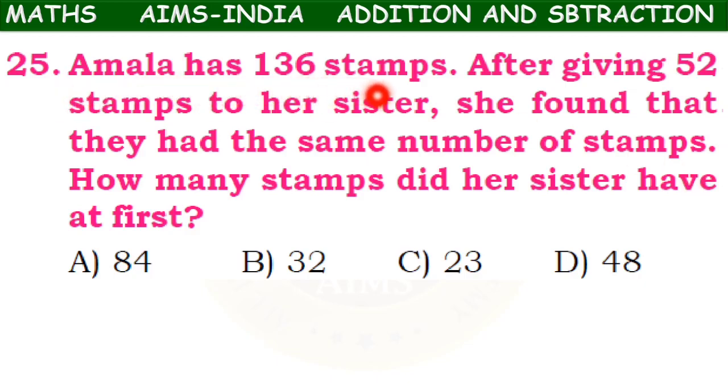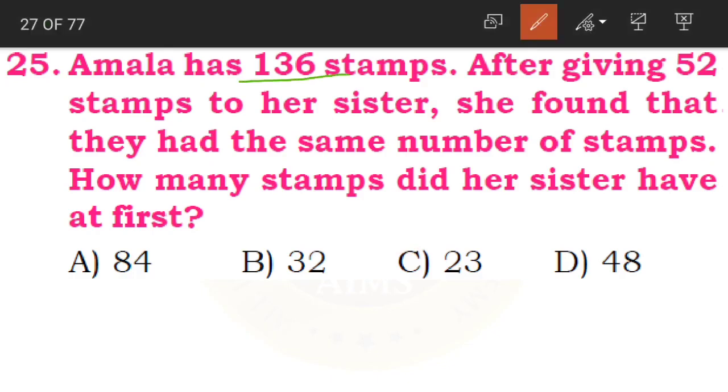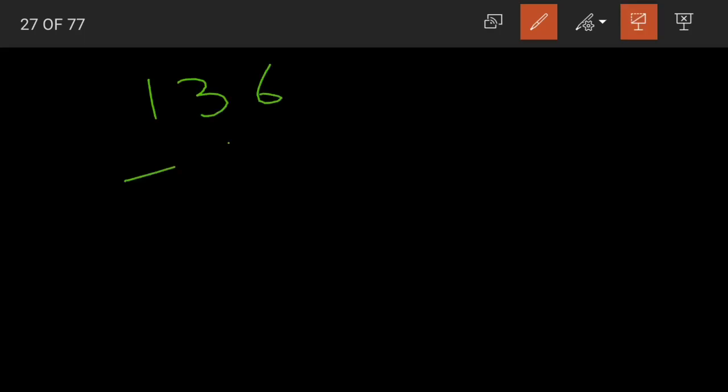Amala has 136 stamps. After giving 52 stamps to her sister, she found that they had the same number of stamps. How many stamps did her sister have at first? See, children, Amala is having what? 136 stamps. Okay. After giving 52 stamps to her sister, she found out that they had the same number of stamps. 136 minus 52. Yes, Amala gave away 52. So let us find out how many is she having.